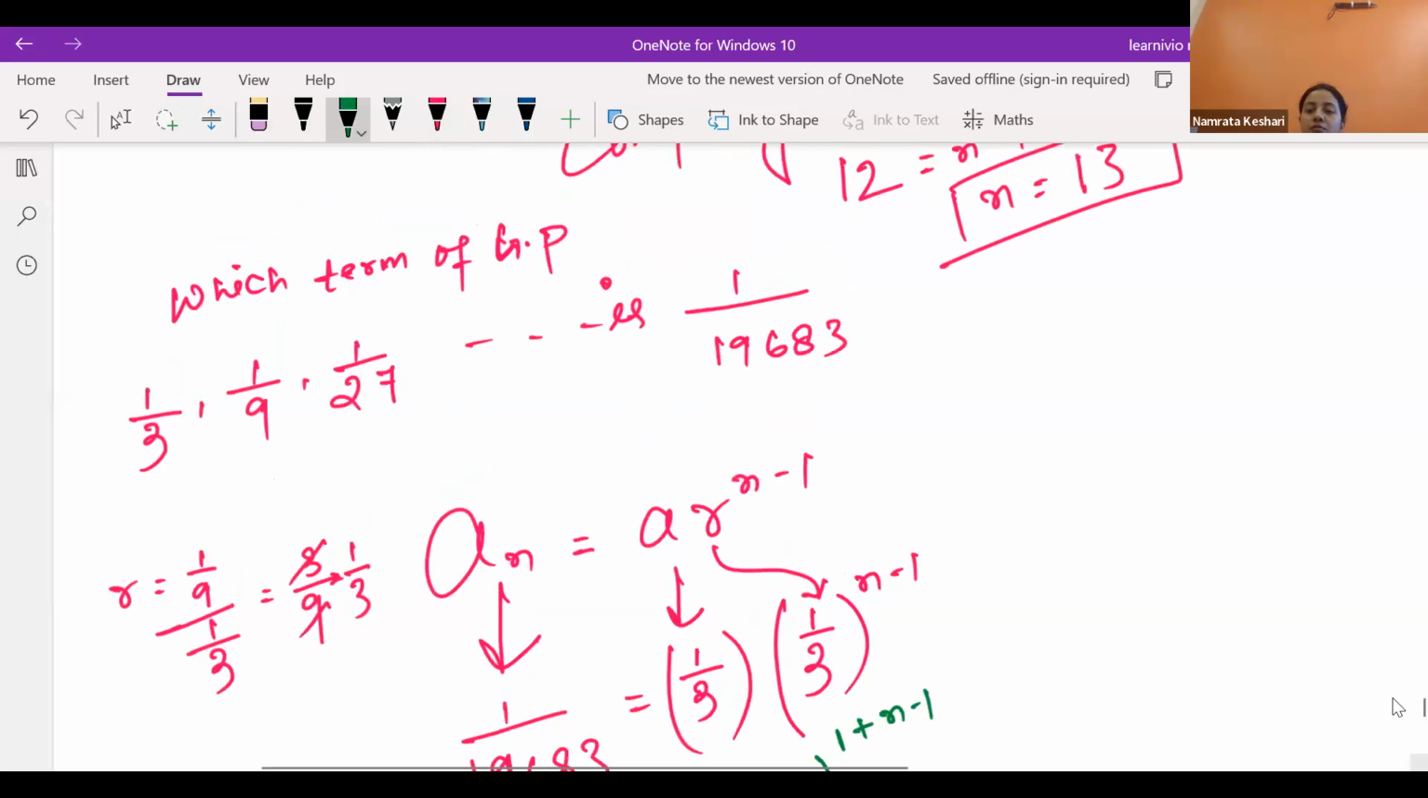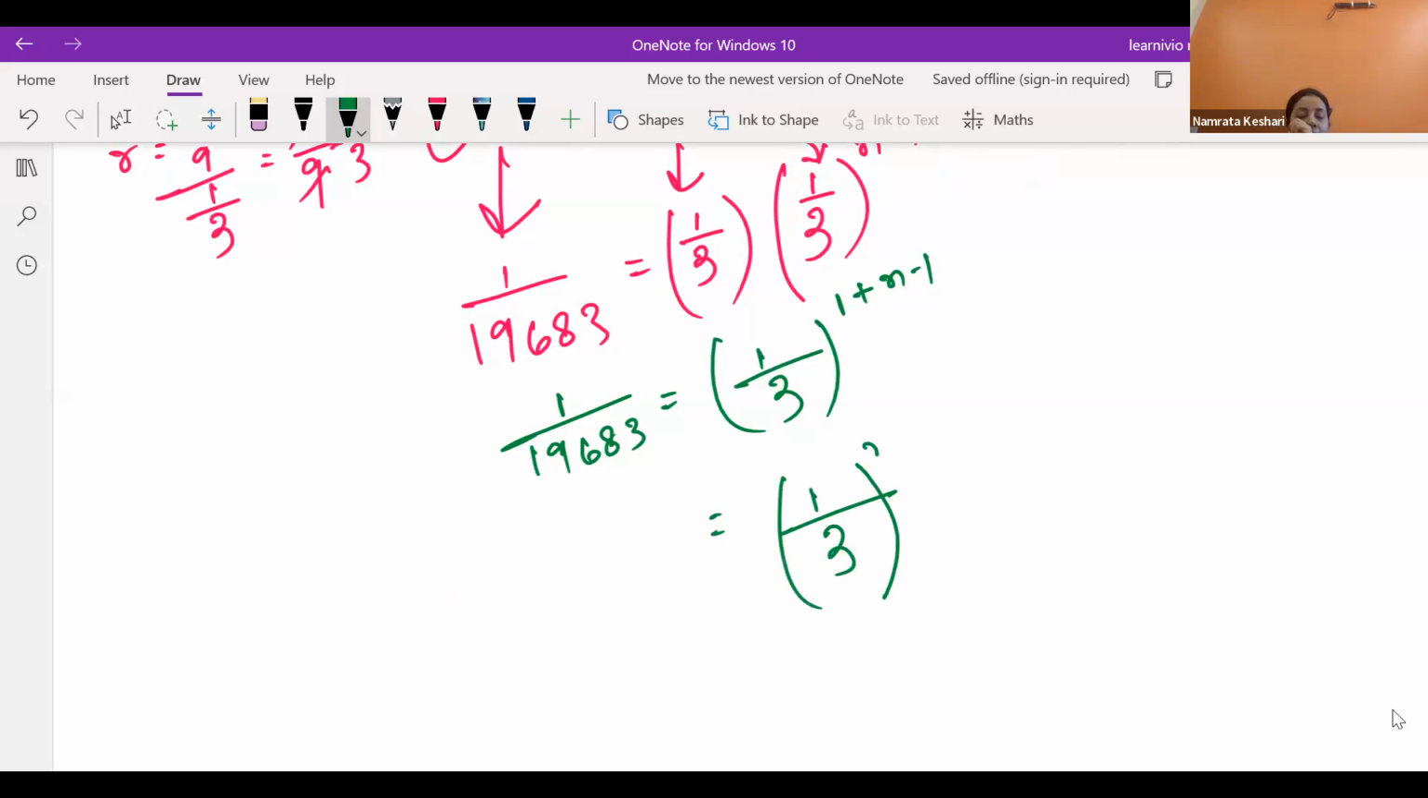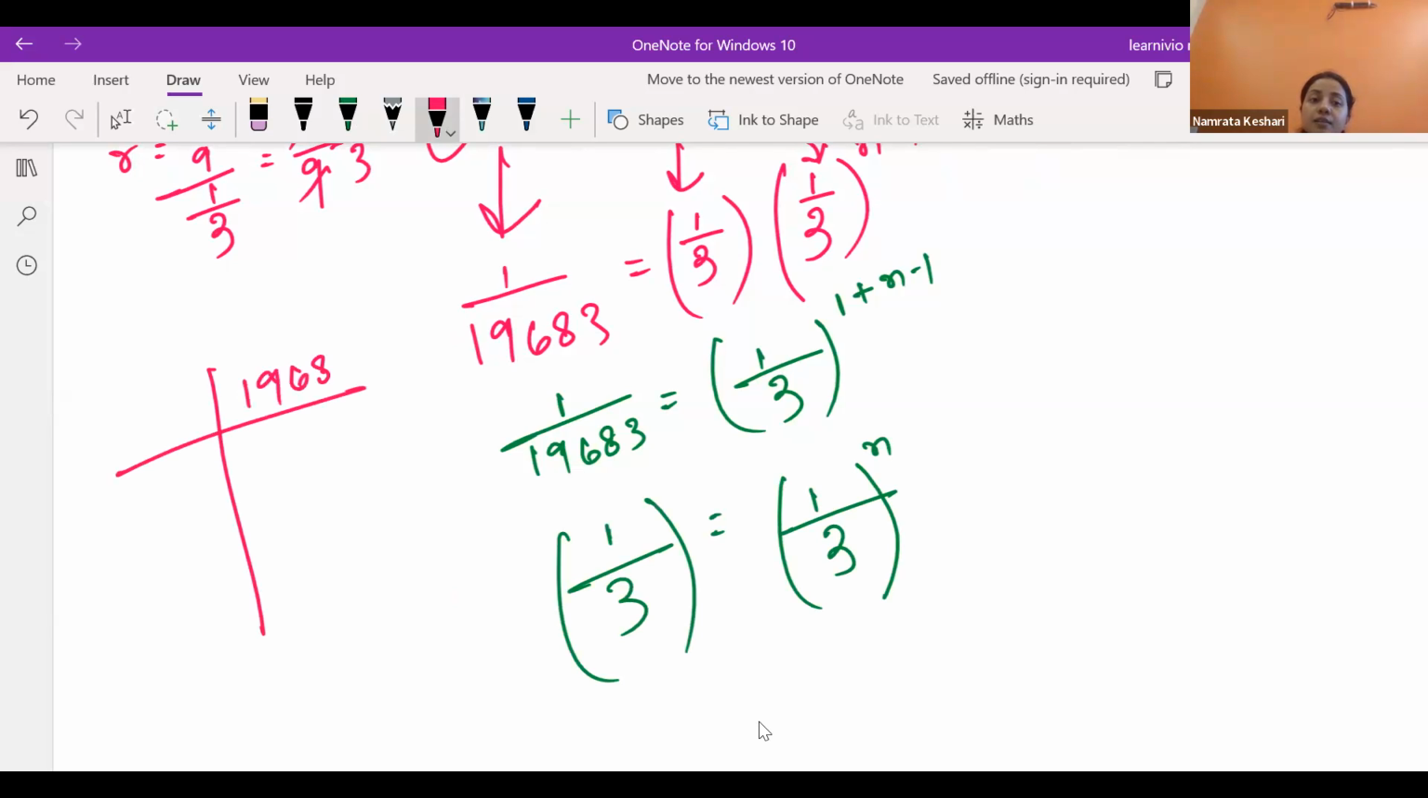If you can see the other side, it's a huge number, but we don't have any other way. We have to do the factorization over there, and we will try writing the denominator as a power of 3, because here we are having 1 by 3 to the power n, right? Yes, ma'am. I also want to create 1 by 3 to the power what? The question must be given in such a way that I can write that number as 1 by 3 to the power something. Now I need to do the prime factorization of this 19683 to check it.